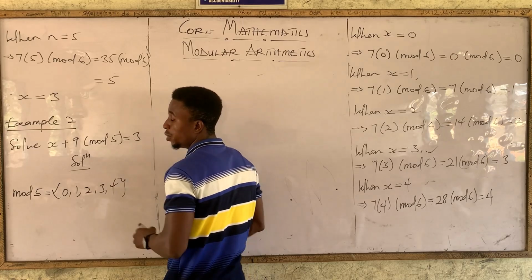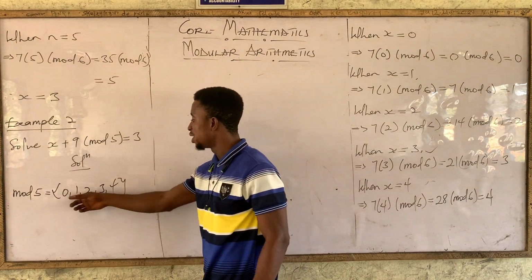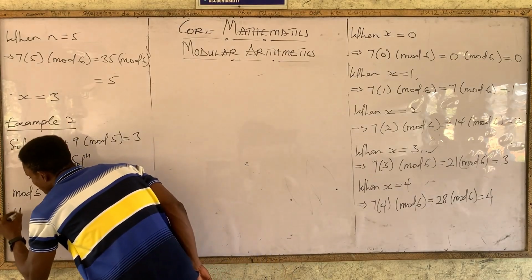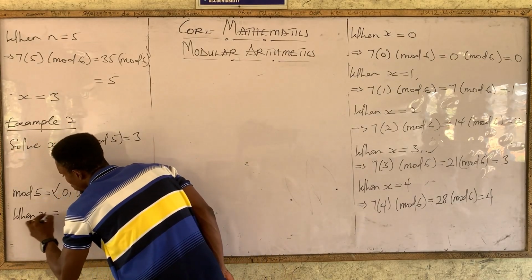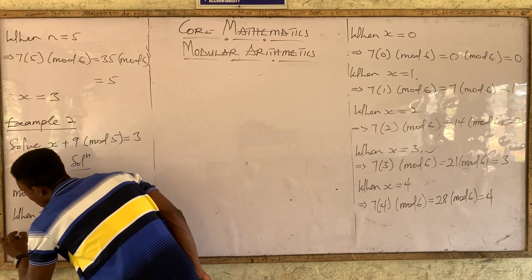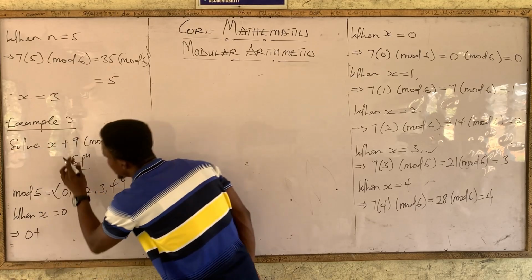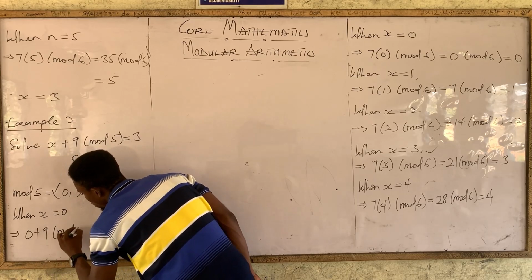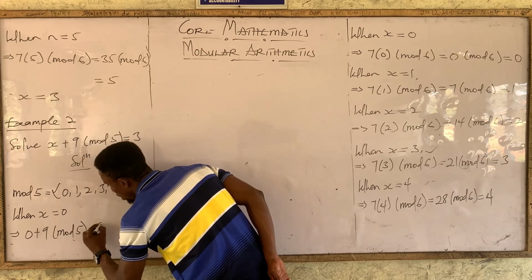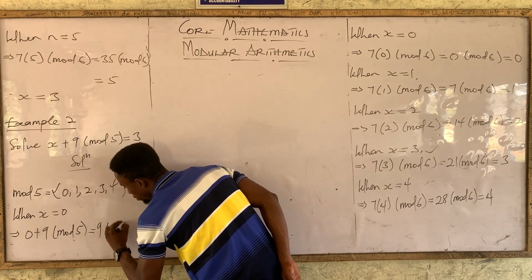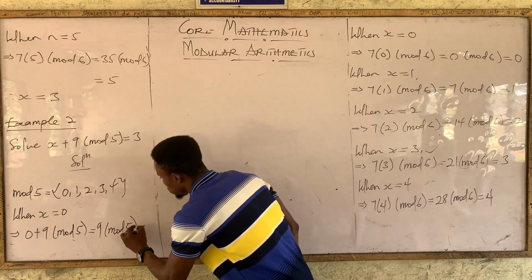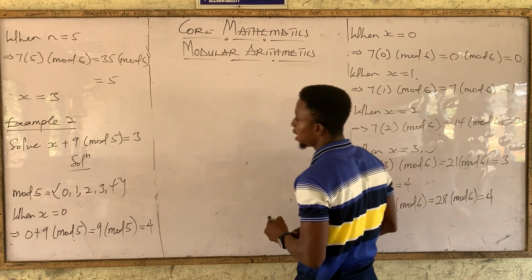Then we substitute each of the remainders inside here. So I will say when x is equal to 0, this implies I'll have 0 plus 9 in mod 5, equal to 9 in mod 5. And 9 mod 5 will get us 4. Okay, that is that.